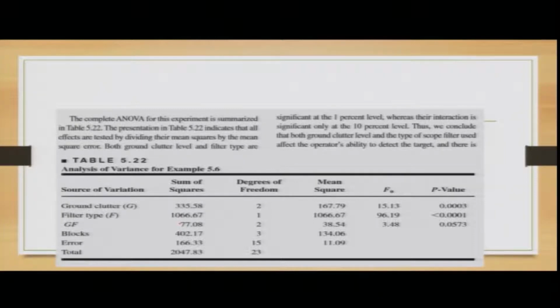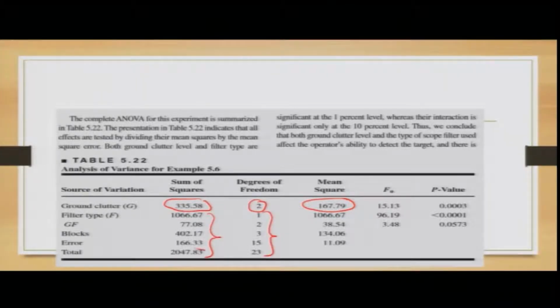Hence these values, I will just repeat, are the ground effect, which is A, is 335.58, the degrees of freedom is 2. So, 335.58 divided by 2 gives you mean square of 167.79. Similarly, the filter type effects, the combination of A and B, which is G and F, the block effects, error terms and the total values come out to be as shown here. The degrees of freedom are as shown here.